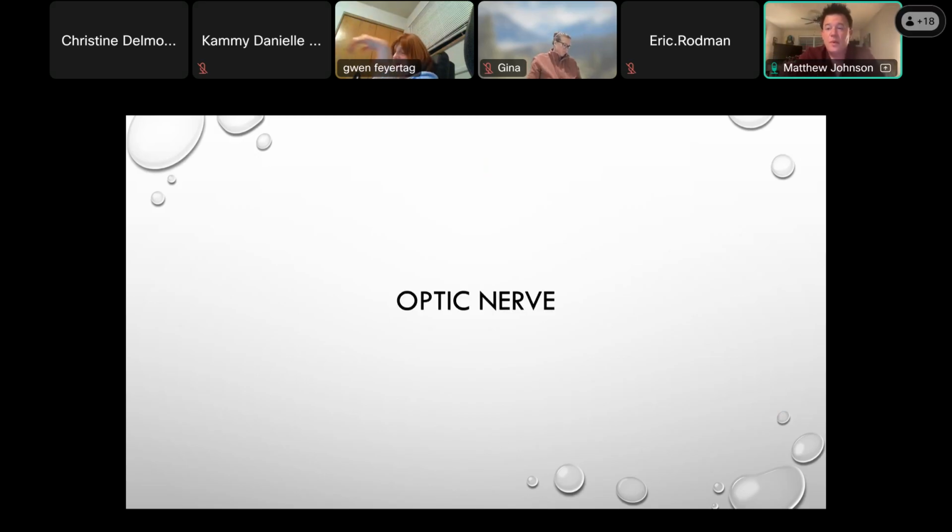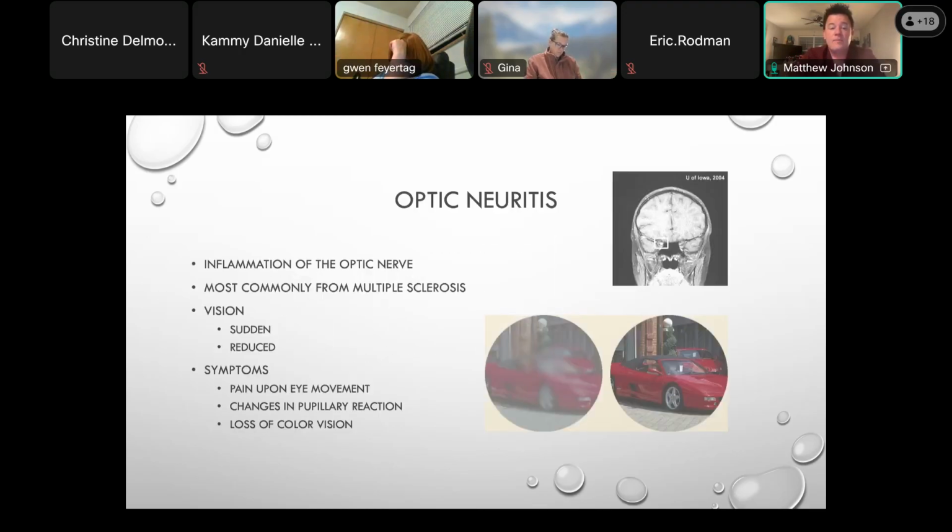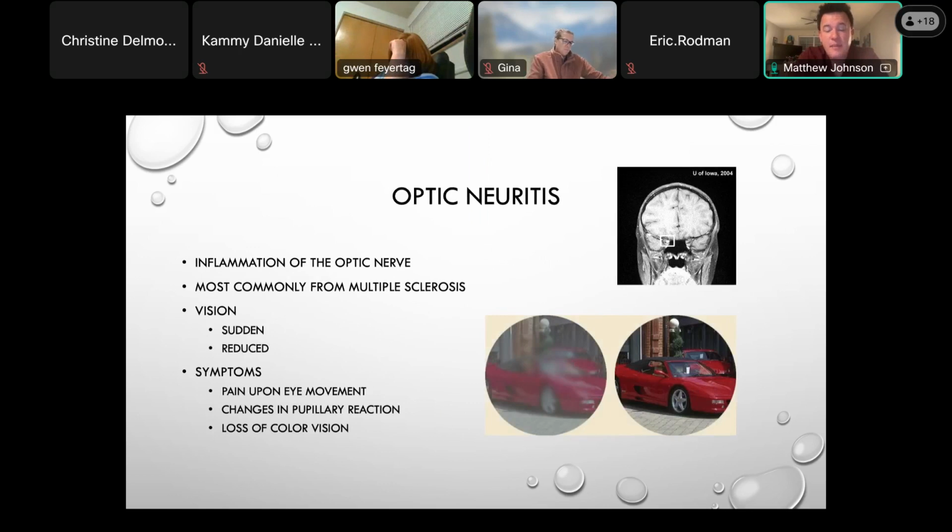So next up, we have the optic nerve. Going to the back of the eye now, the first one to talk about is optic neuritis. This is some type of inflammation of the optic nerve, and the most common cause of optic neuritis is actually multiple sclerosis. It is oftentimes an eye doctor who ends up diagnosing multiple sclerosis because of optic neuritis, because it affects the vision. There's a sudden reduction of vision.